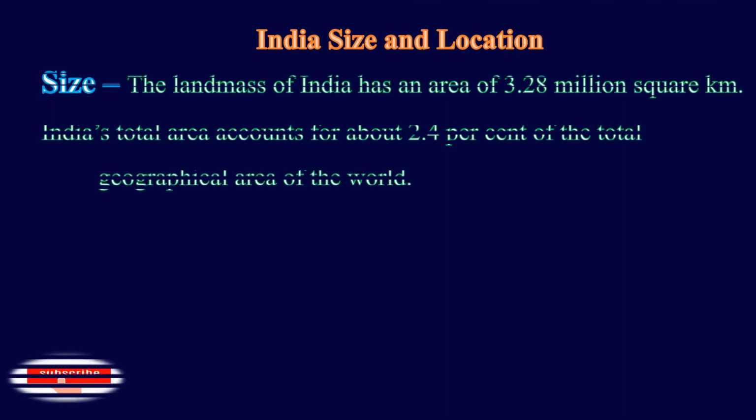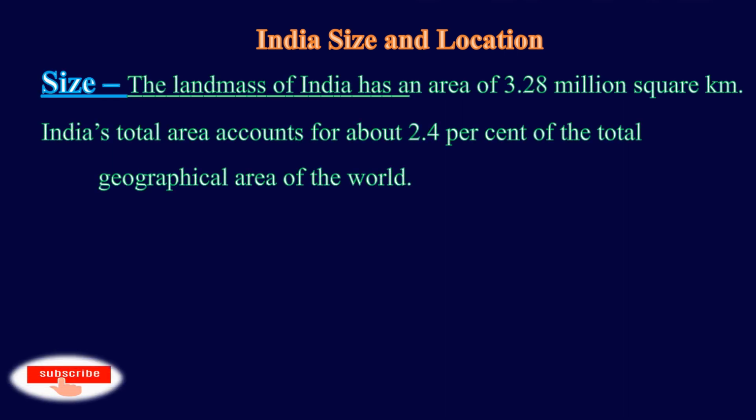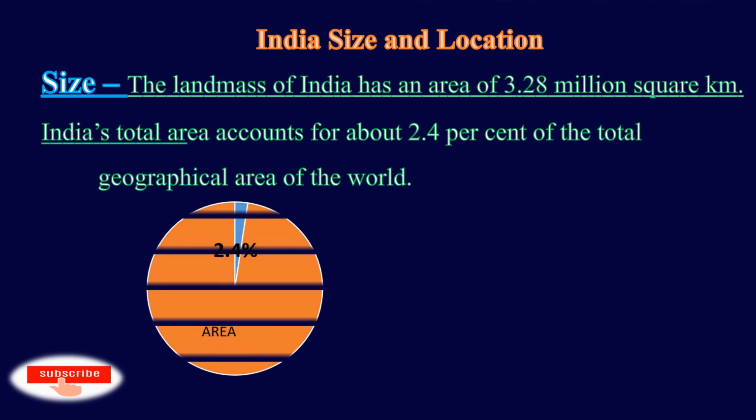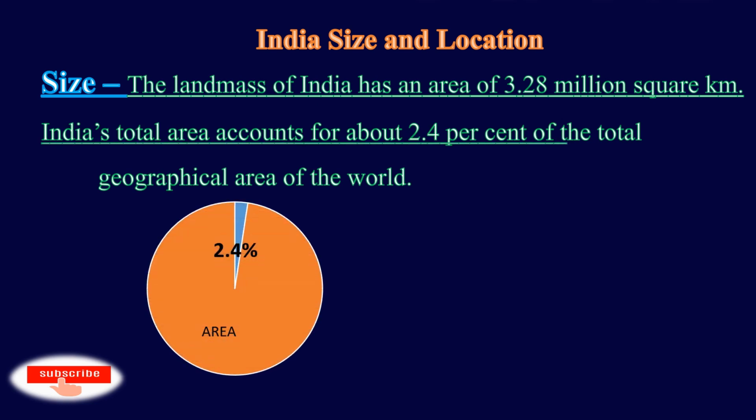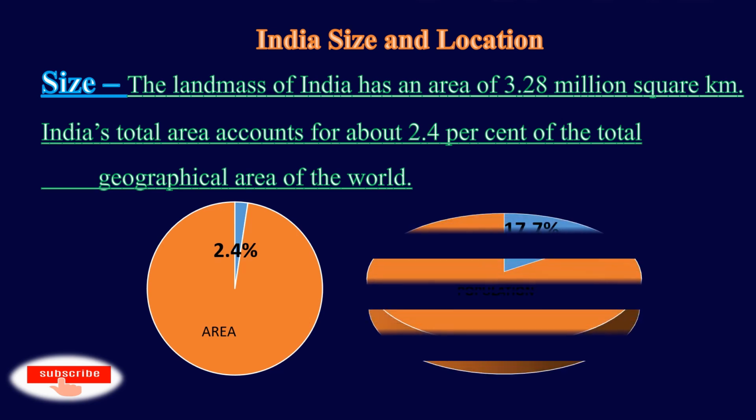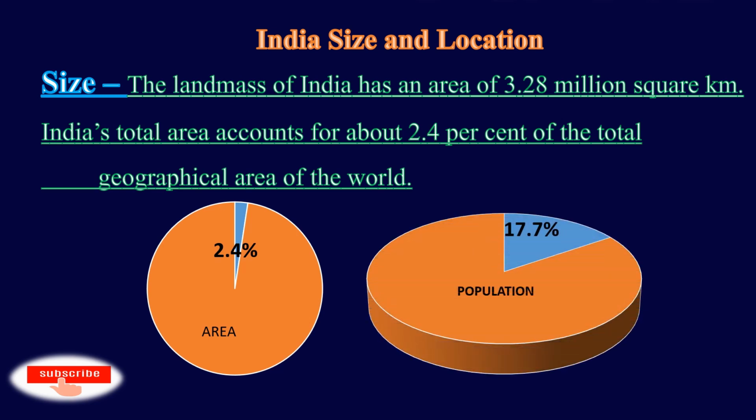The landmass of India has an area of 3.28 million square kilometer. The total area of Indian landmass is 3.28 million square kilometer. This is about 2.4% of the total geographical area of the world. That means India has only 2.4% of total geographical area of the world. But when we talk about population, India has 17.7% of the world's population. That means 17.7% of the world population lives in India.